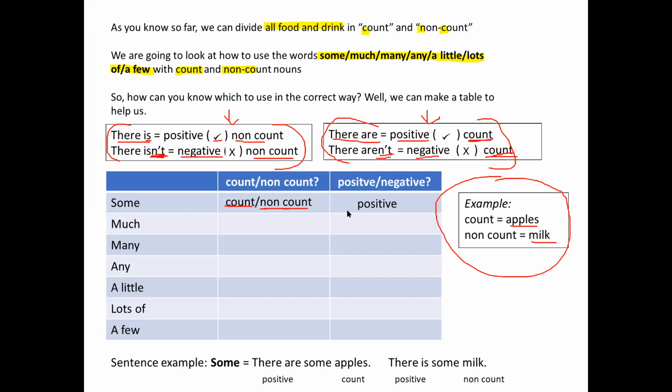If you guess positive, you're correct. We can only make positive sentences with some. So I could say there is some milk and there are some apples. Both possible.